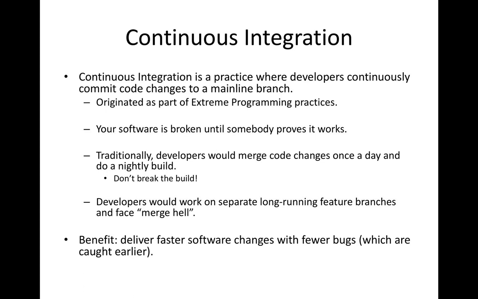Instead of teams going off and writing software, writing a bunch of code, and then later on trying to merge this code together, what happens in an organization that's practicing continuous integration is that developers are continuously integrating. They're continuously merging their code with the new code written by other developers. And the end result then is that companies that are practicing continuous integration are able to deliver software changes much faster and with fewer bugs.